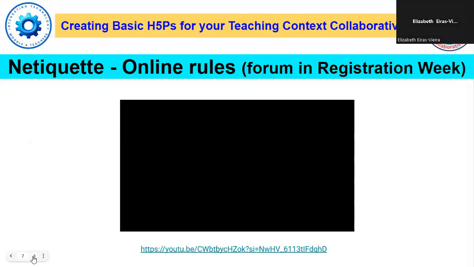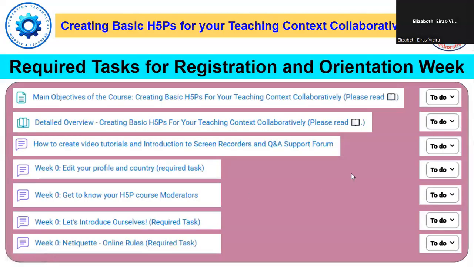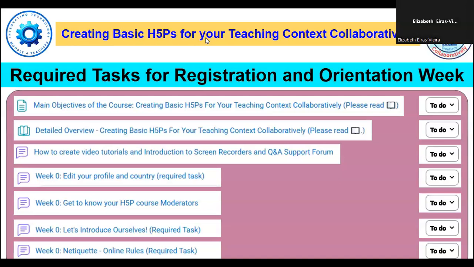So the required tasks for registration week and orientation week were these here. We called registration week week 0, and all of these tasks are required tasks. If you've done them, you've received your first badge. You should have 2 badges by Sunday night. On Monday, the new week, week 2, will start, so you still have the weekend to work on the tasks if you haven't completed them.